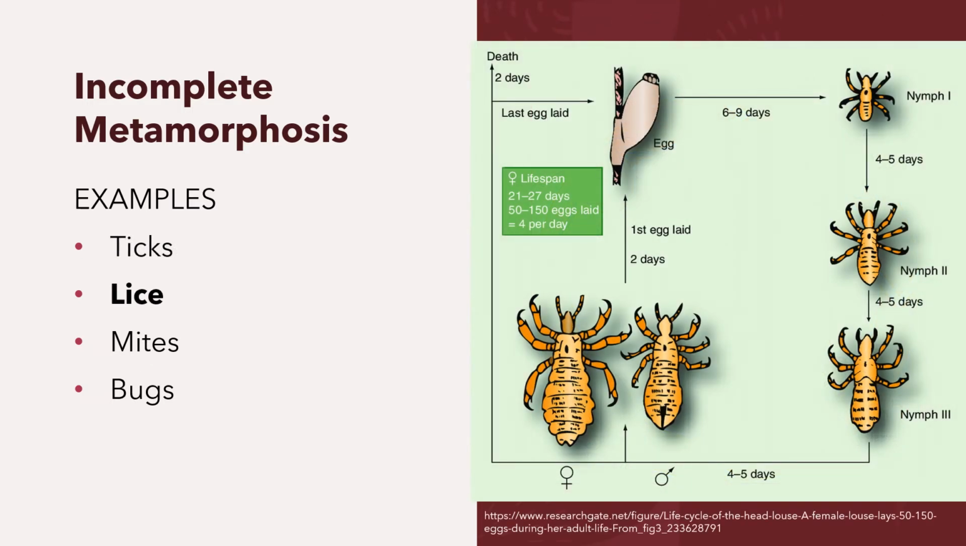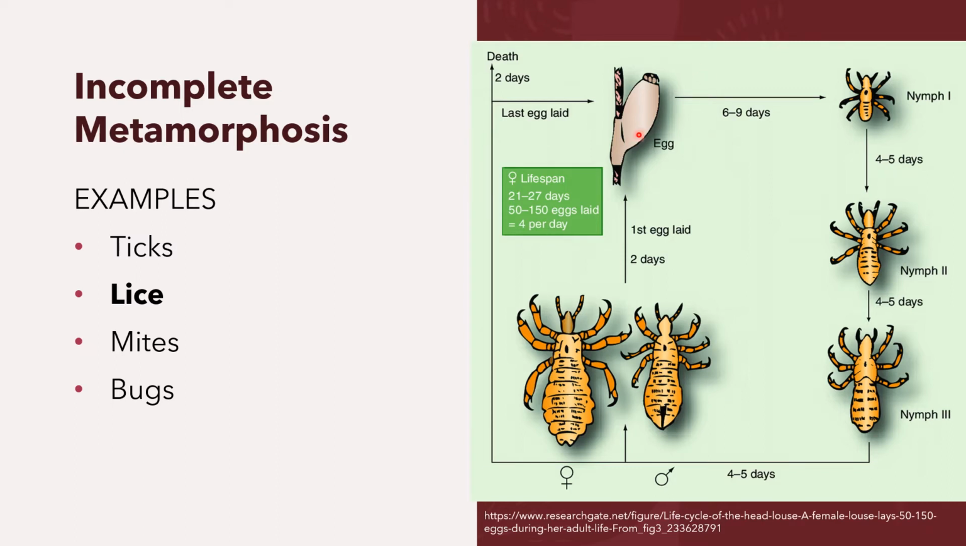Another example of an insect that exhibits an incomplete metamorphosis are the lice. This diagram shows the typical life cycle of the head louse, Pediculus humanus capitis. In this life cycle, the female louse lays about 50 to 150 eggs during her adult life.